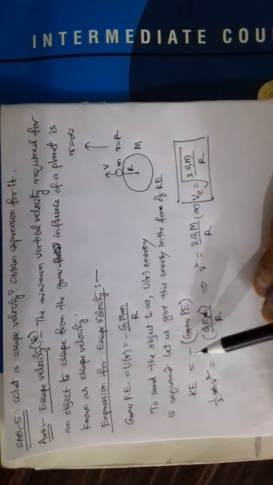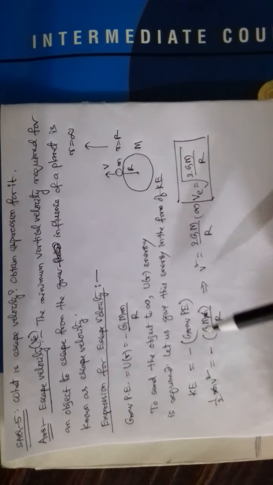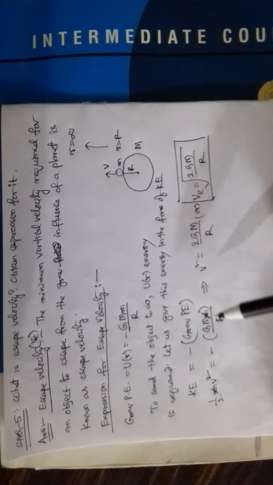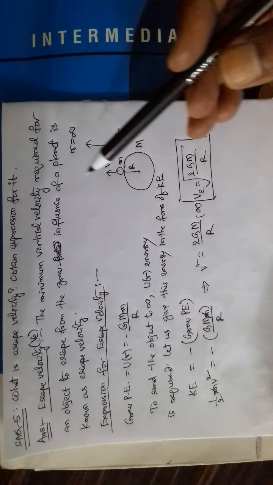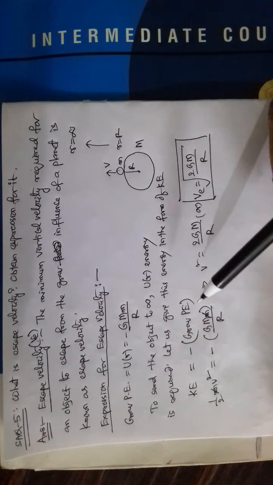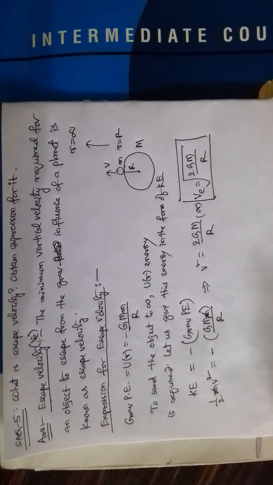And why we kept this minus sign, you know, because previously while deriving gravitational potential energy, the object was moving towards Earth. Now we are sending the object away from Earth. That's why we kept this minus sign.